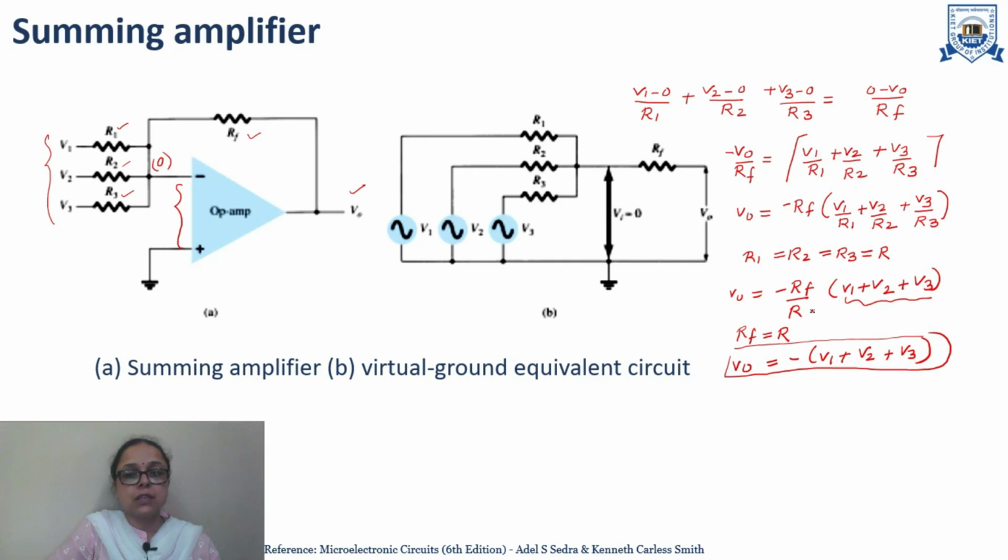Why? Because it is generating the output voltage, which is the summation of these inputs with a certain ratio of RF and R1, R2 and R3. And since the inputs have been applied at the inverting terminal, we are getting the output out of phase, meaning with a negative sign with respect to the input. Similarly, we can have the summing amplifier with V1, V2 and V3 of different polarities also. So the corresponding output will also change.